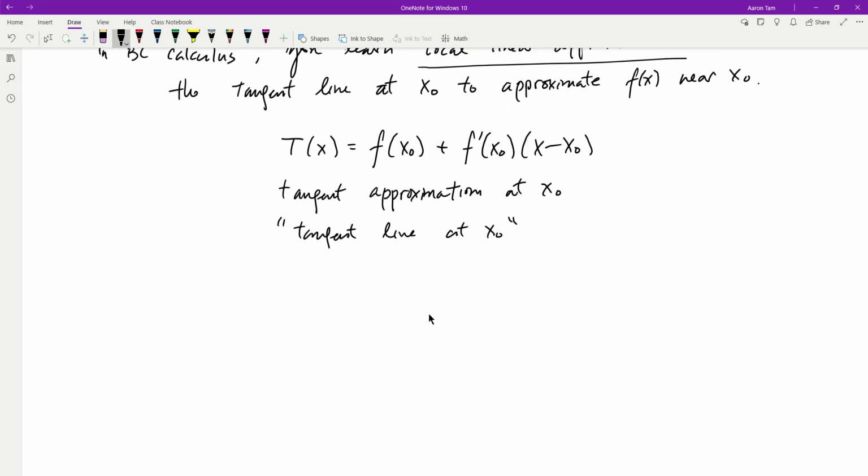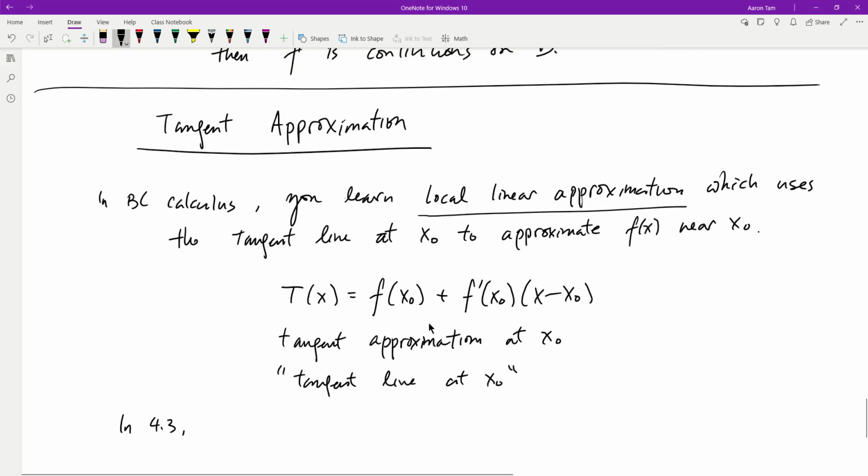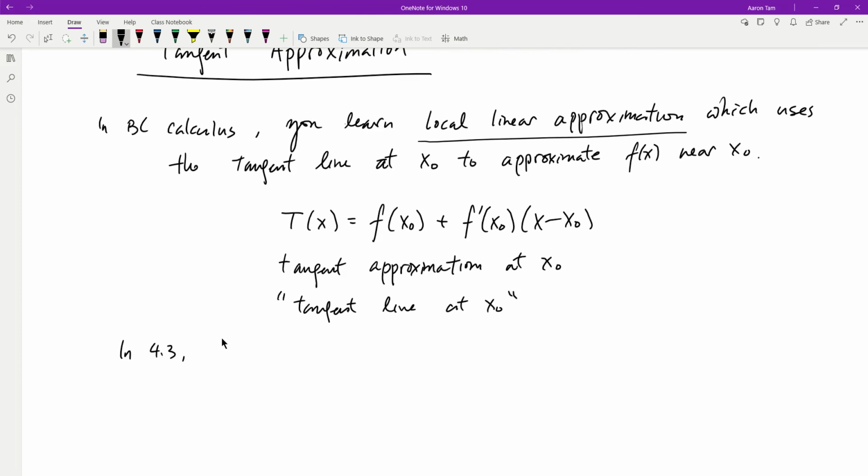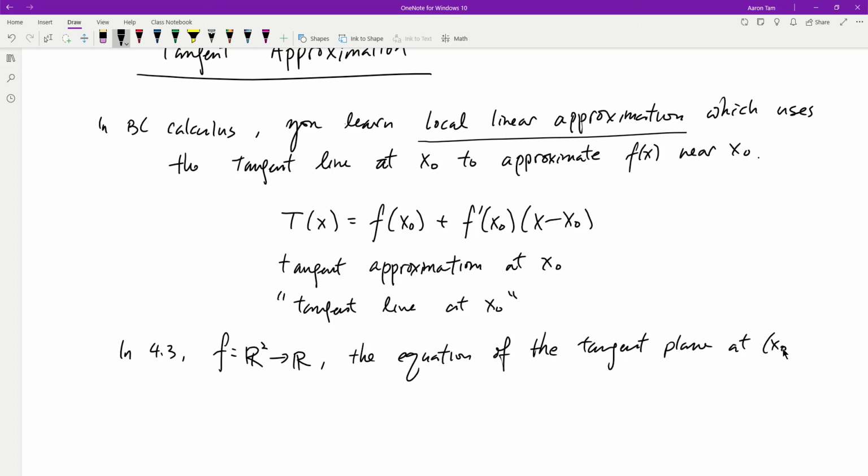Now, I guess the last I want to do is let's talk about what else do we know. So in 4.3, we learned the following. We learned that we can form a tangent plane. In 4.3, let's say we're given a function f that maps from R2 to R. The equation of the tangent plane at, let's say, x sub 0, y sub 0 is given by this formula.